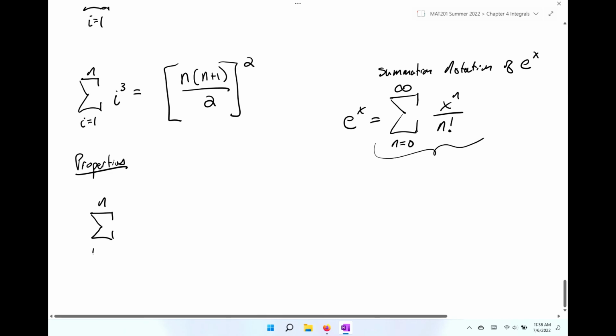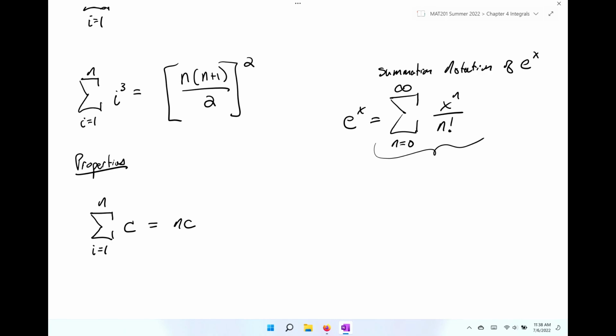The first one is the summation of a constant is nothing more than n times the constant. So in other words, if you wanted to do from 1 to n of, let's say, 4, it would be n times 4. And however many times you need to add 4, you would just do that.